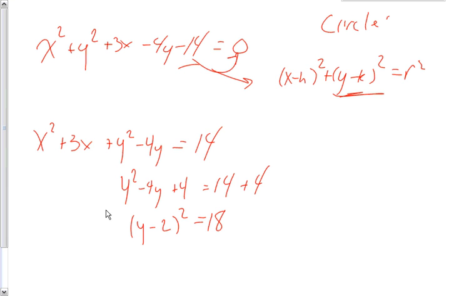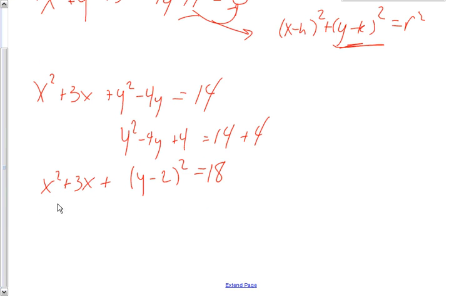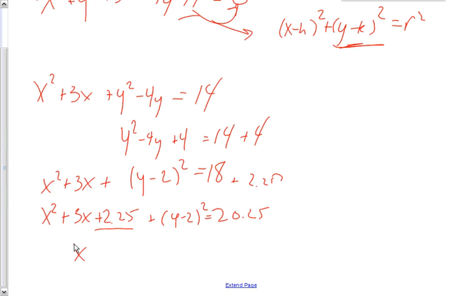We still got x squared plus 3x still. Guess what we're going to do? Complete the square here. X squared plus 3x. Half of 3, 1.5. 1.5 squared is 2.25. That's what we add here. So we're going to add 2.25 here. Now we still have this hanging around. It's already done, so we don't have to worry about it. 20.25. And this factors to x, half of this term, plus 1.5 squared plus y minus 2 squared equals 20.25.